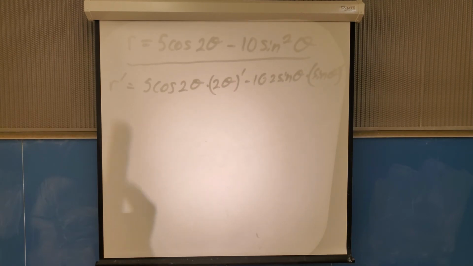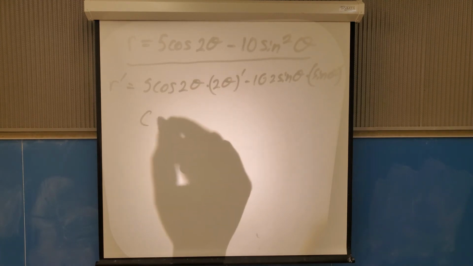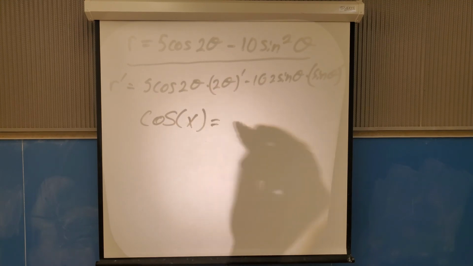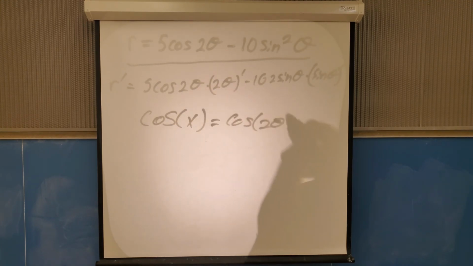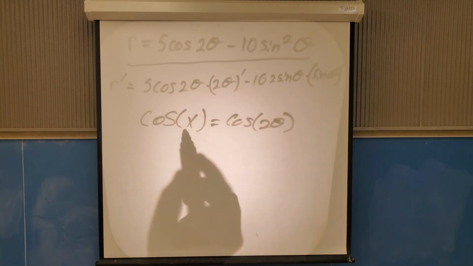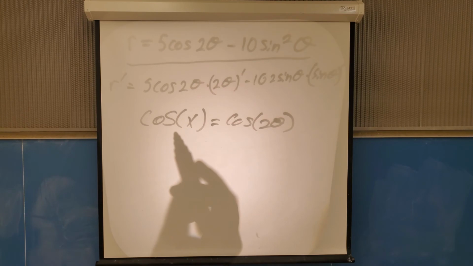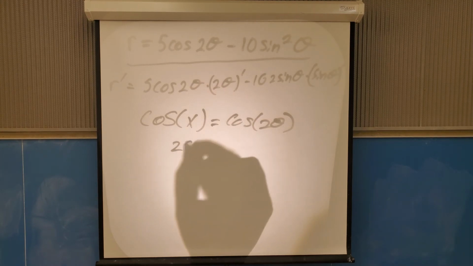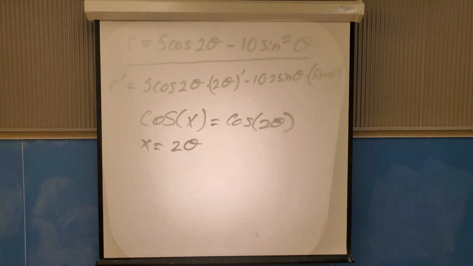Now, the equation that we found from the derivative is r prime is equal to 5 cosine of 2 theta times the derivative of 2 theta minus 2 sine theta times sine of theta. And the reason why we do this is because we will be treating cosine of x, which will be cosine of 2 theta, and we will be treating whatever is inside the parentheses as x, which in this case is 2 theta. And because of that, we will be using the chain rule on that.